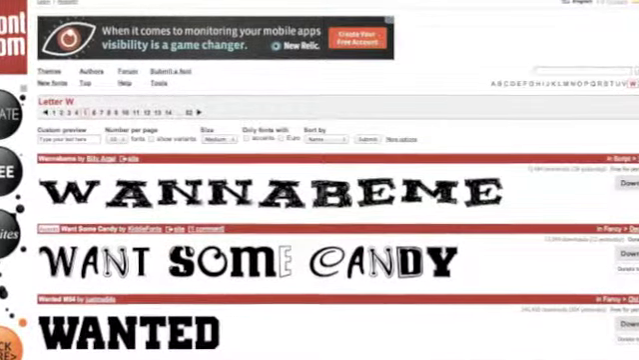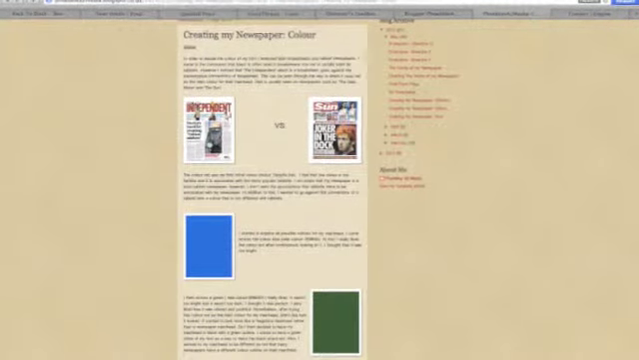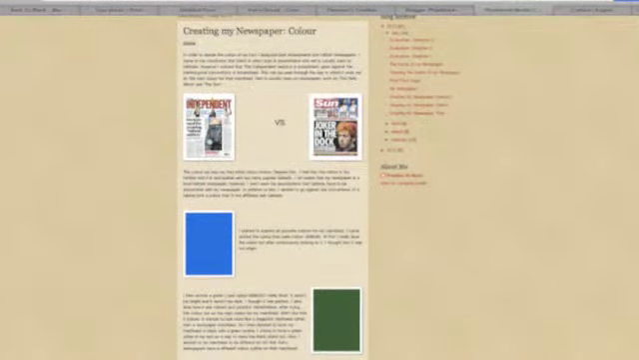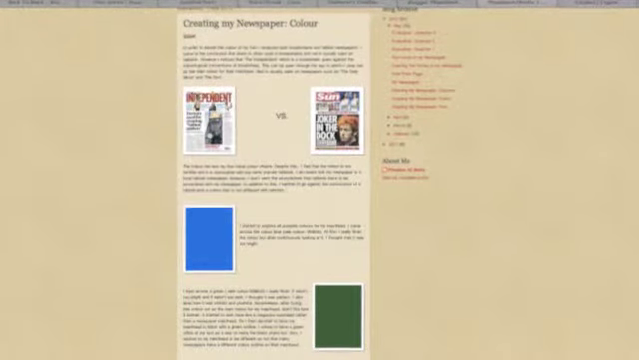When it came to the colours I wanted on my newspaper, I was certain that I didn't want red, as most newspapers use red. I was also certain that I wanted to use blue, green, and black. I used the colour swatch on Adobe Illustrator, which helped me choose the exact shades of green and blue.